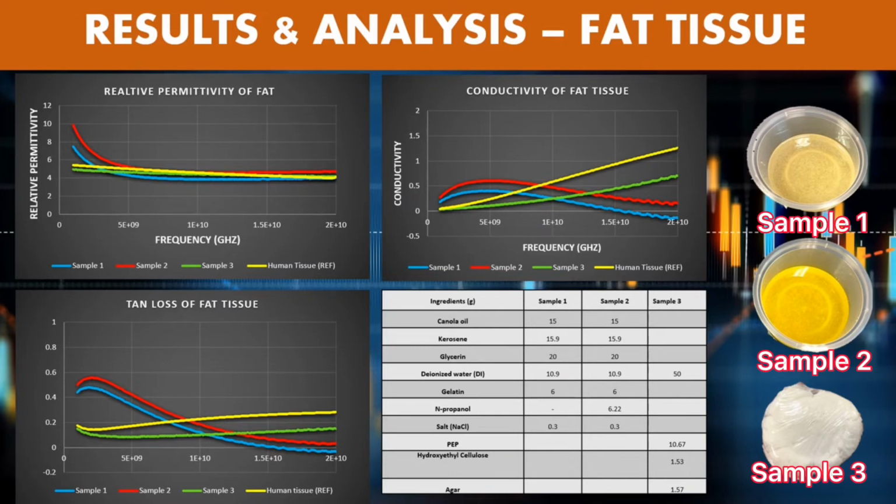But the most important measure of dielectric property in this case is the relative permittivity, because the conductivity and loss tangent are affected by the epsilon double prime, which is also known as the complex permittivity.